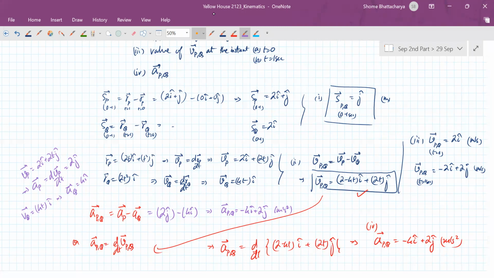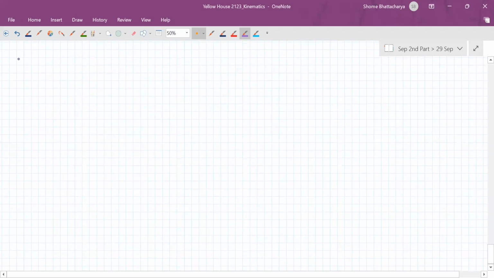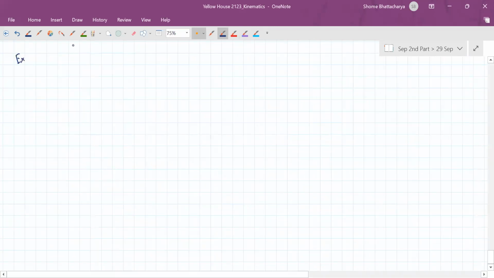Okay, so hope this is clear to you, people. Now let's look at another type of example where the relative motion concept can be used.